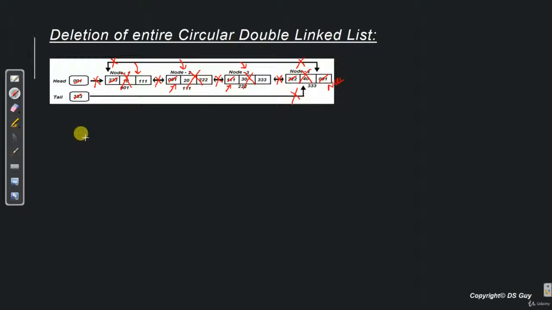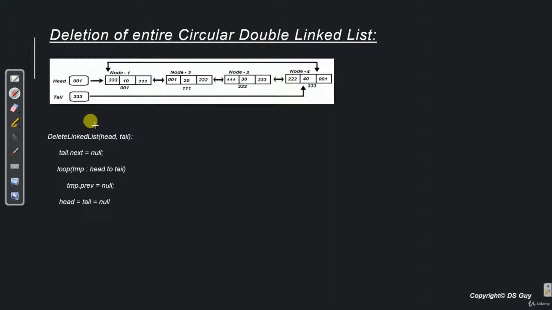Now let's see how does the algorithm looks like. So the algorithm is extremely simple. The name of the method is delete linked list. It takes head and tail references. Now first of all it does is tail.next is equal to null. What is tail.next? Tail is 333. So tail.next becomes this reference here. So right now it is 001. We make it null. So this way we disconnect this connection.